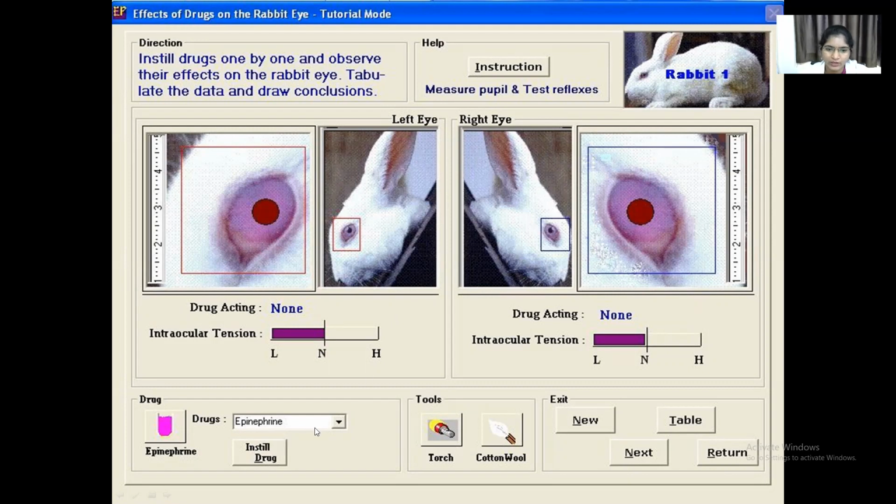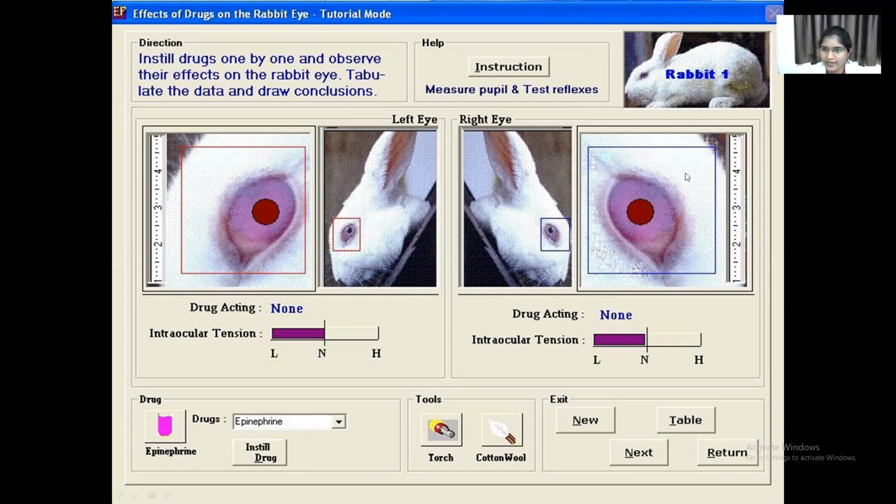After you get the left eye and right eye, you will instill. You click here and immediately it will be added to the right eye. What will happen when you add a drug in the right eye? It immediately changes the pupil size, dilating or decreasing it, depending on the drug. For example, if you give pilocarpine or acetylcholine, cholinergic drugs, it will decrease the pupil size.